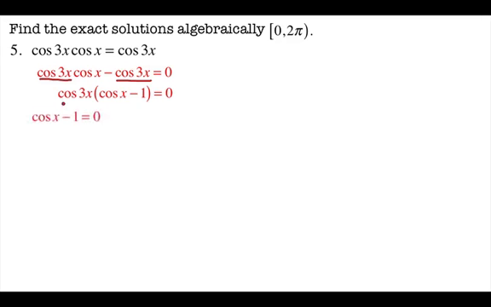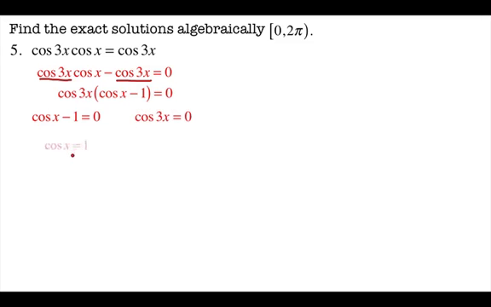Notice that again you have restrictions here. So what I'm going to do is I'm going to move this cosine of 3x to the other side. Again, I notice that I have a common factor of cosine of 3x. I pull it out. This is what I get. Product is equal to 0. 0 product property. I set this factor equal to 0. I set this factor equal to 0.